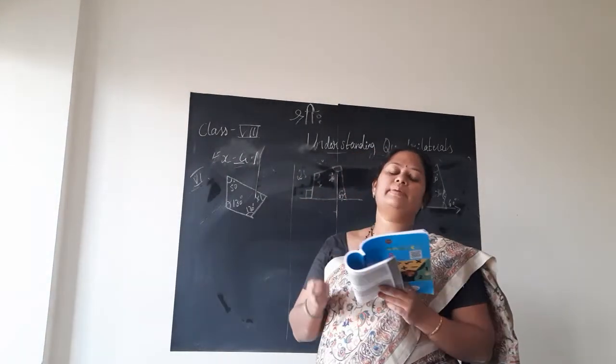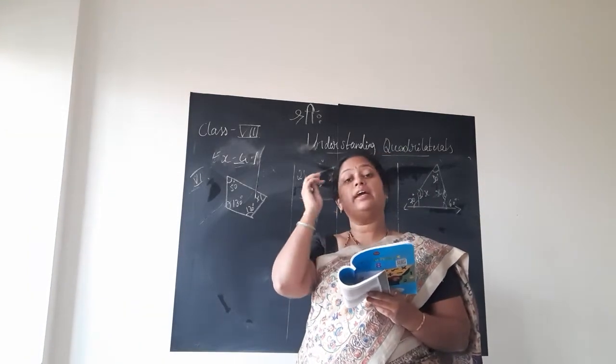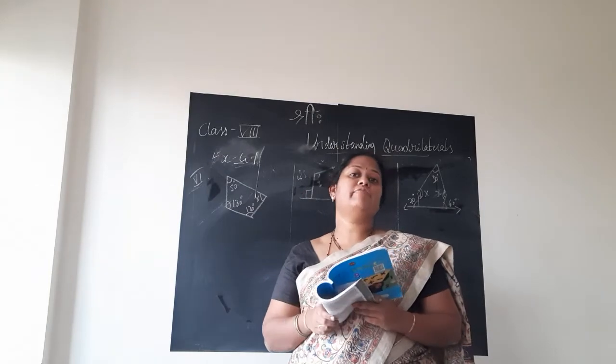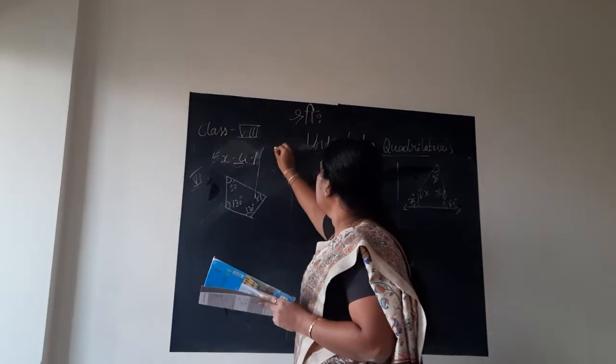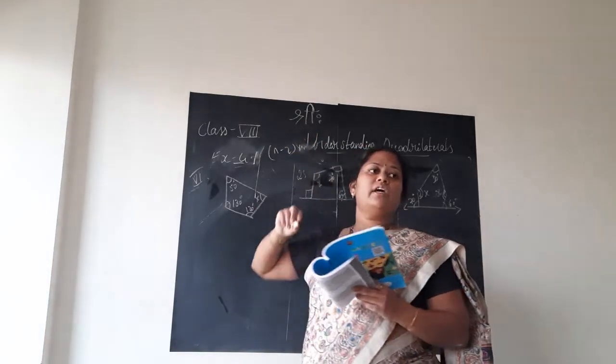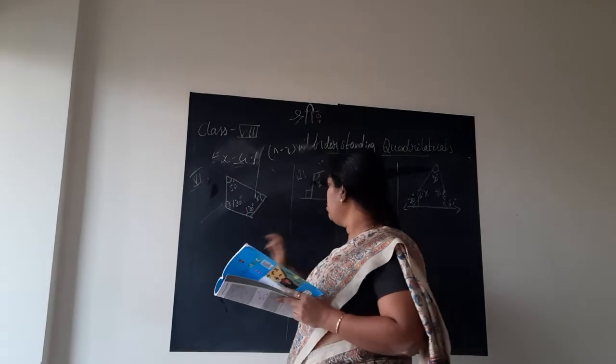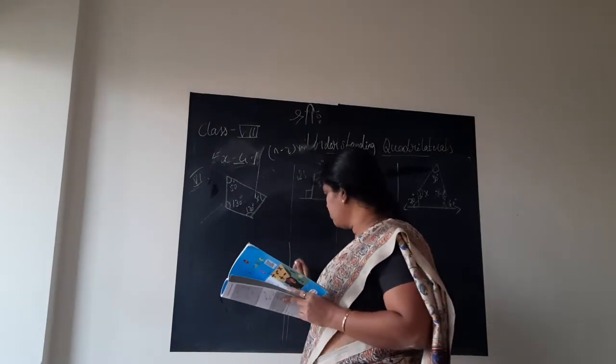We have studied the concept of angle sum property of the triangle, quadrilateral and any given polygon. You can easily find out by using the formula (n minus 2) into 180 degree. Now this formula you should keep in mind. This you should not forget. If you know any given polygon, easily you can find the value of it.